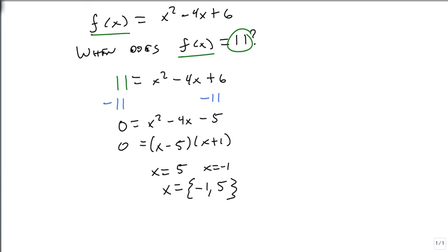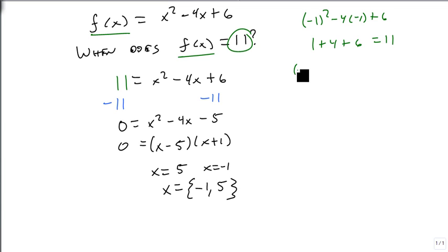And so we want to make sure this is right, so we plug the minus 1 in. So we take minus 1 squared minus 4 times minus 1 plus 6. Minus 1 squared is a positive 1. Minus 4 times minus 1 is a positive 4. Plus 6, and 1 plus 4 plus 6 is 11. So it works for the minus 1.